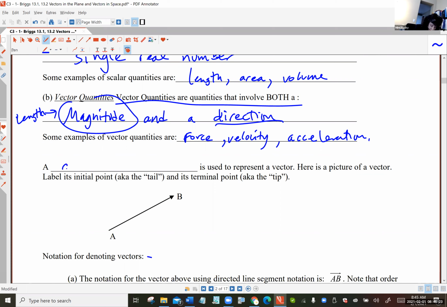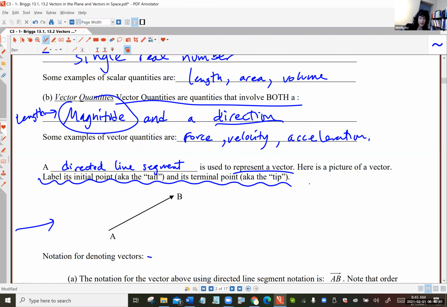Okay, so now let's take a look at some visualizations of a vector. A vector is essentially a directed line segment. That's all it is. Fill in the blank. A directed line segment. That's how you represent a vector. And here's a picture of a vector right here for you. In this little picture, let's label the tail. That's the initial point. And we're going to label the terminal point, which is also known as the tip.